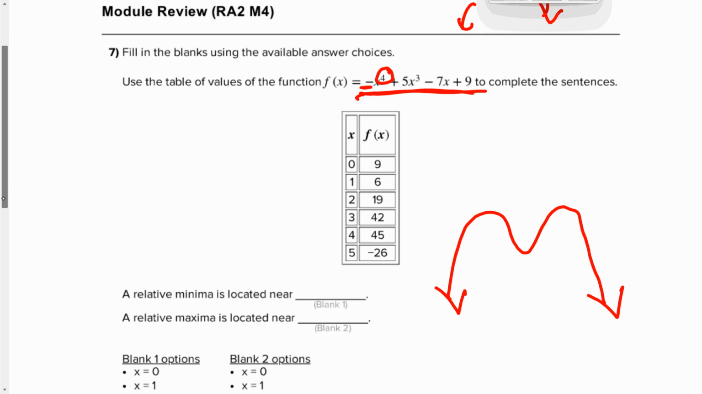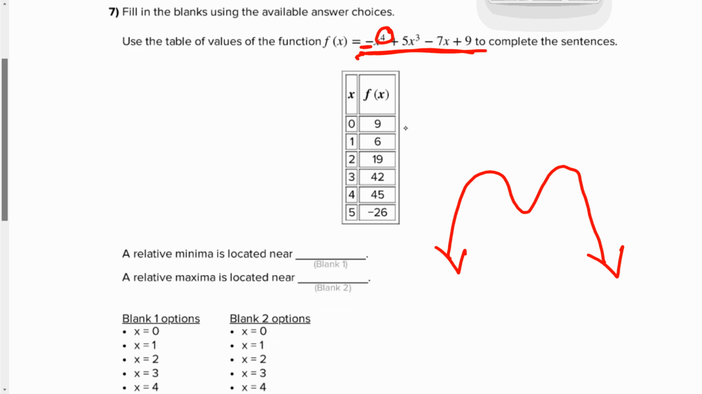And we want to see where these relative maximum are. Okay, and we can tell that from where we go from, we're going up to 9 and then down to 6. So that means we went up to 9 and then down to 6. So we probably have 1 right there. And then at 6, we go from 6 back up to 19. Then we go up to 42. Then we go up to 45. And then we go down to -26, right?